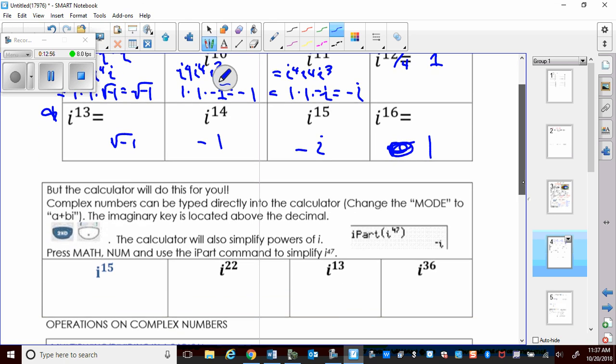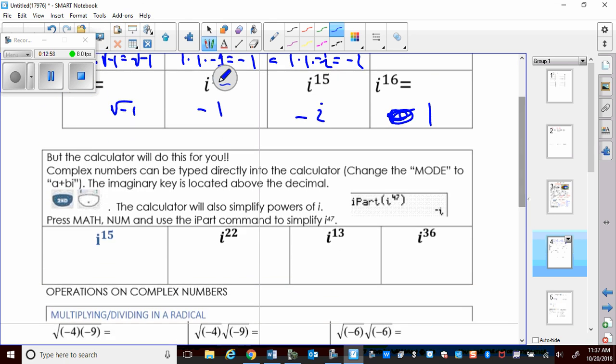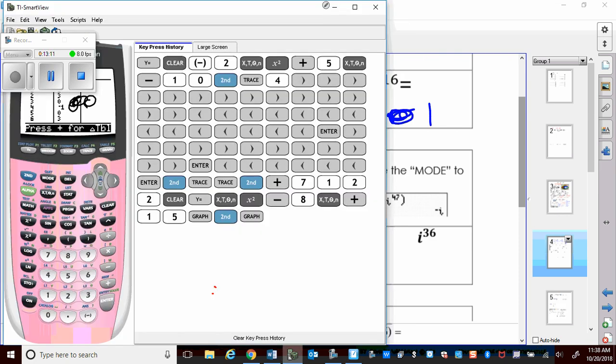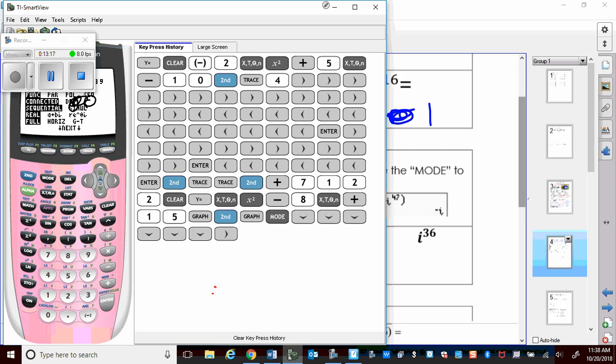Now, the calculator can do this for you. You would need to find the imaginary key. So you need to change the mode to a plus bi, and it'll do it for you. So how do I do that? You go to mode, and we go down to real, and we want to change our format to complex numbers. Second mode.